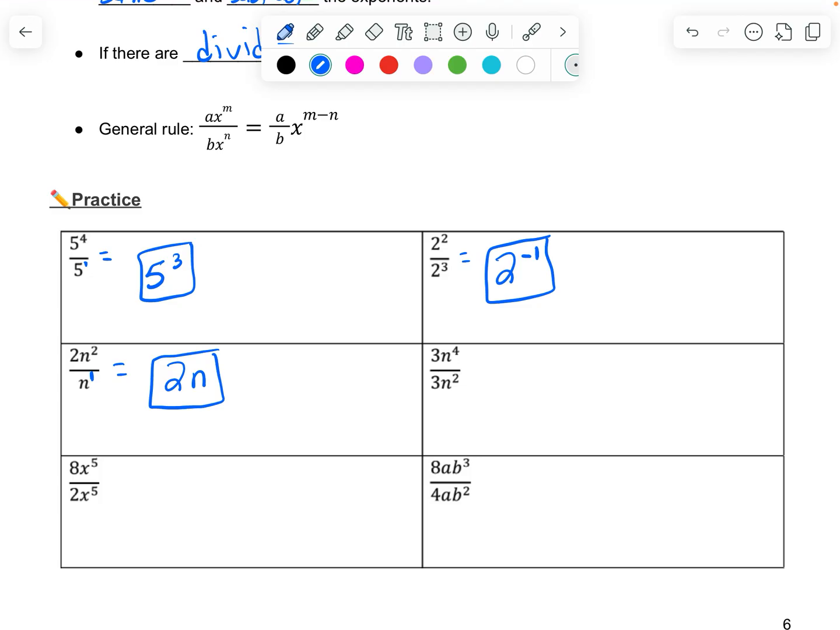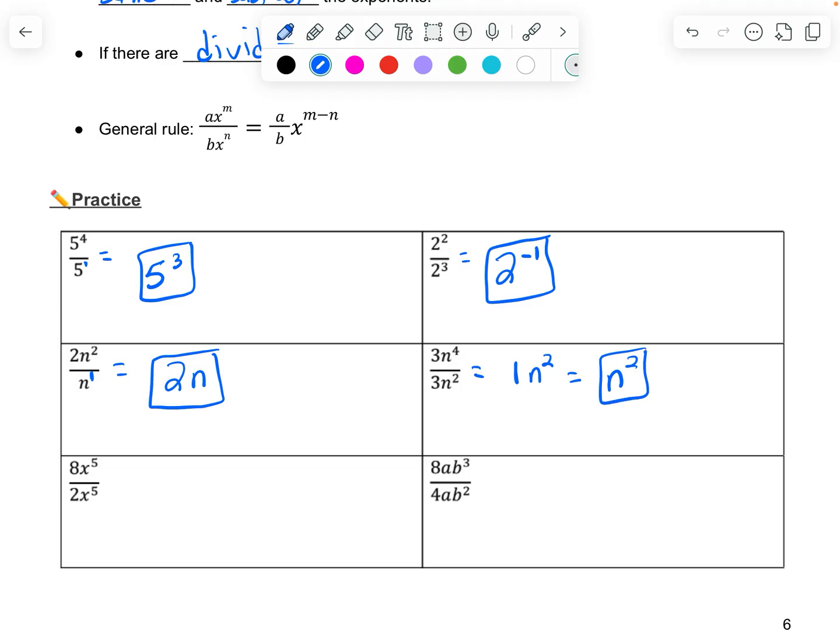Here, we do have coefficients, 3 and 3. So we would divide those. 3 divided by 3 just gives us 1. And then n to the 4th over n squared, 4 minus 2 will just give us 2. And again, we can leave the coefficient of 1, or you can just write your final answer as n squared.